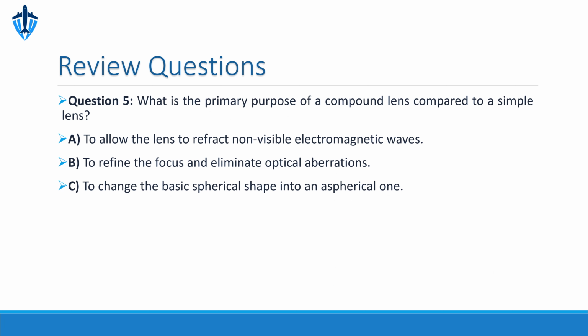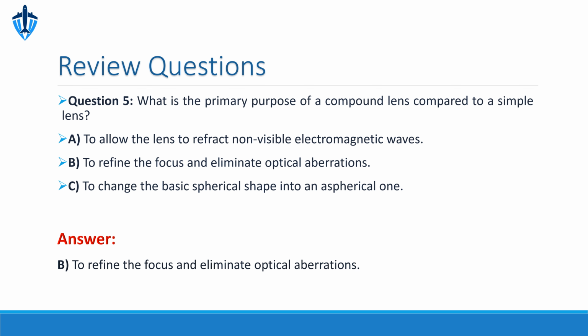Question 5. What is the primary purpose of a compound lens compared to a simple lens? A. To allow the lens to refract non-visible electromagnetic waves. B. To refine the focus and eliminate optical aberrations. C. To change the basic spherical shape into an aspherical one. The correct answer is B. To refine the focus and eliminate optical aberrations.